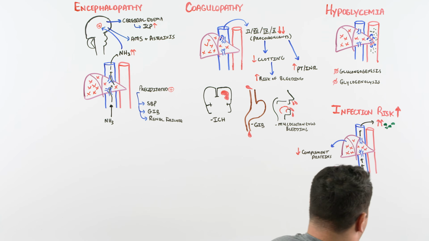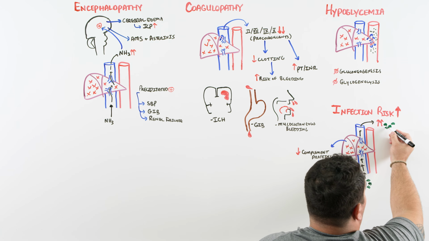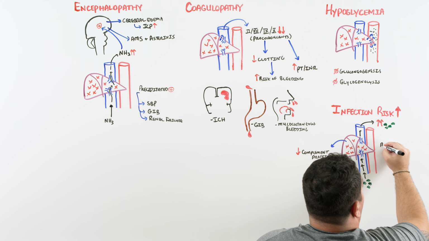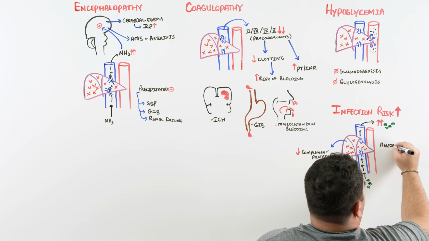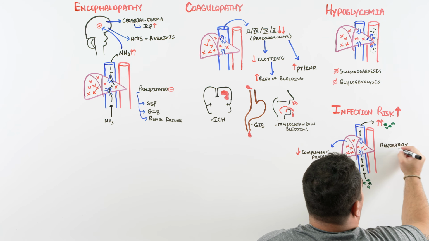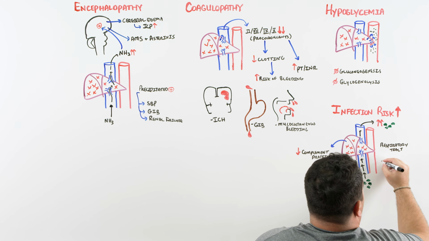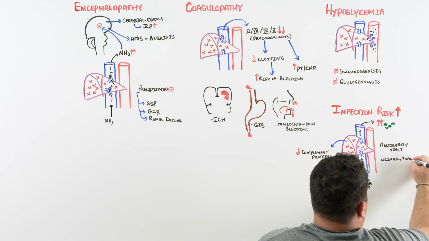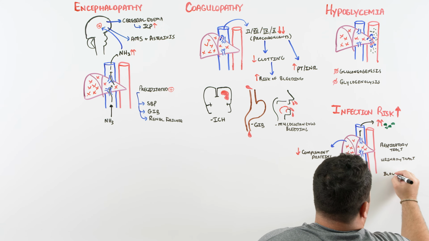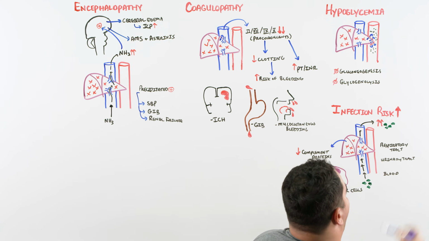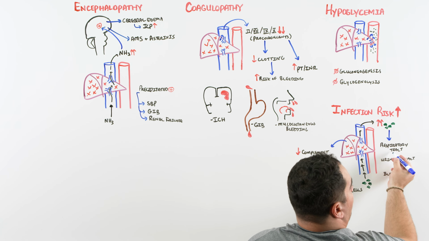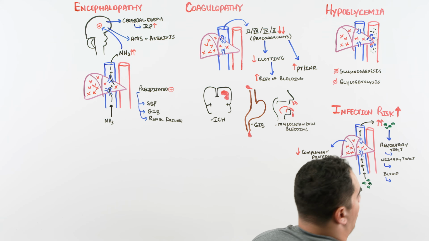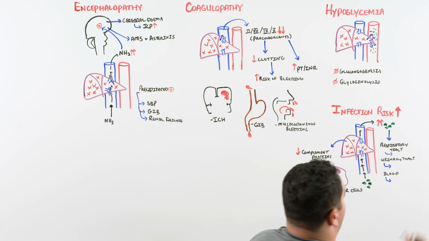If this happens, and they get lots of these bacteria into the bloodstream, what are they going to do? They're going to go to your respiratory tract. These are the three sites that they love: the respiratory tract, the urinary tract, and they like to stay in the blood. And if this happens, it can cause pneumonia, it can cause a UTI, or it can cause sepsis. And so that's the concept here.